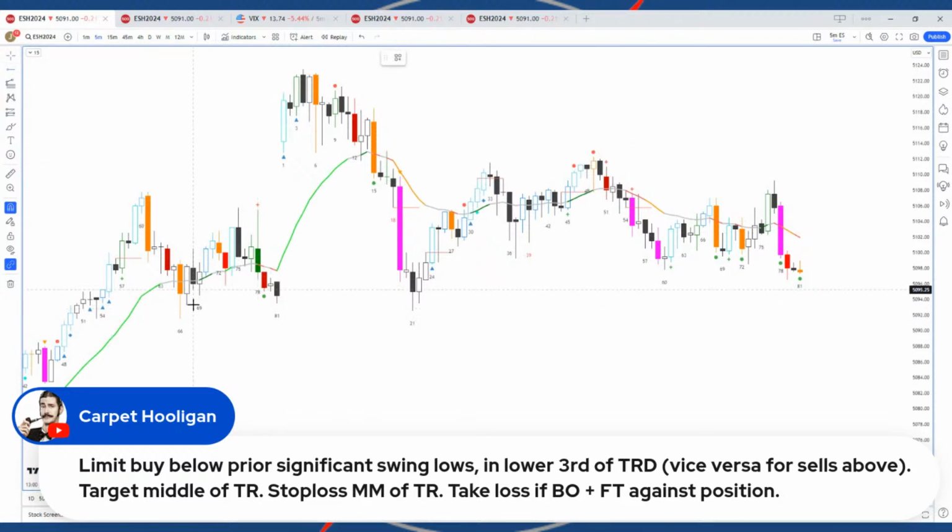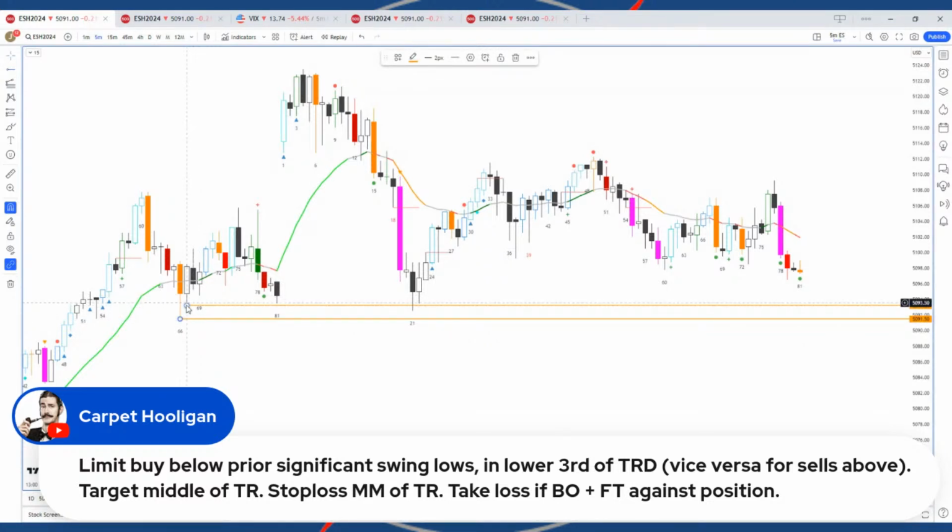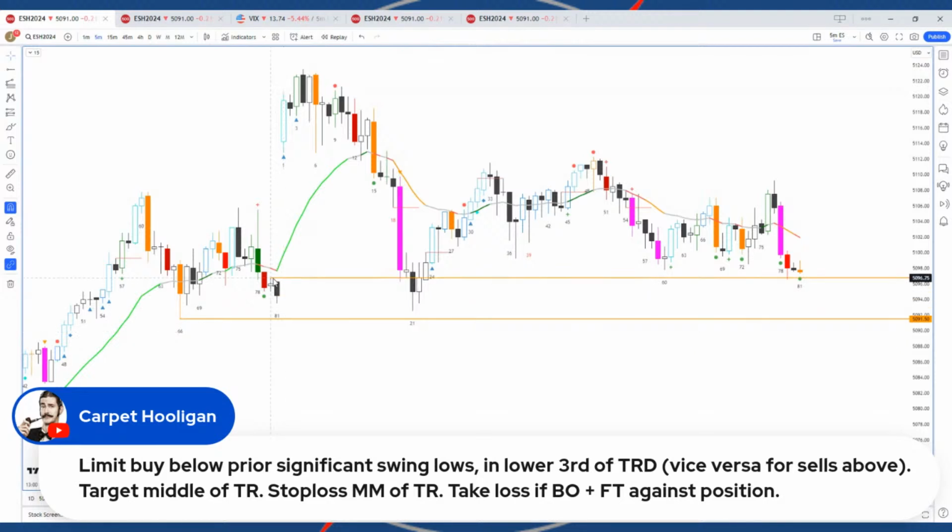Sorry, I don't want to hijack your question, or your statement rather. Basically, we'll say this is your range. It does reduce position size.